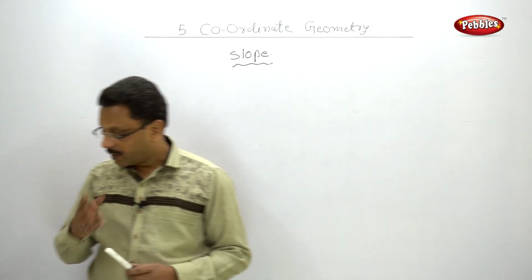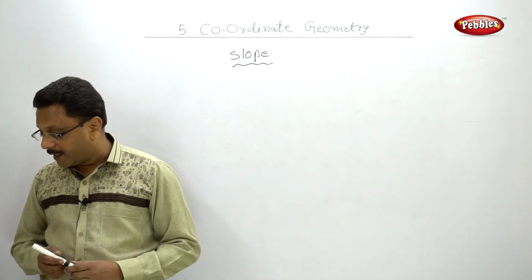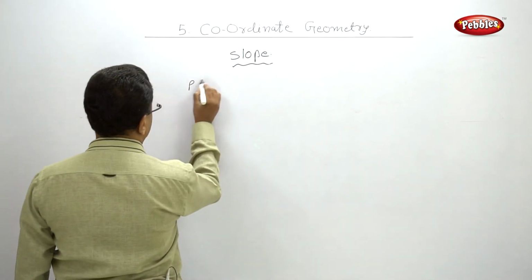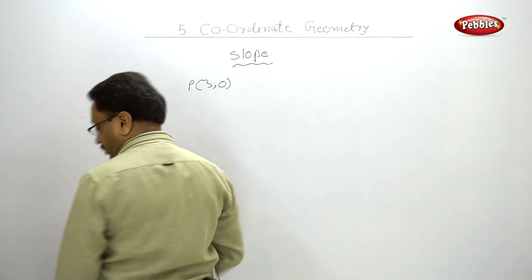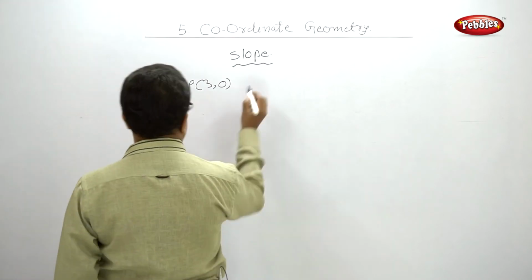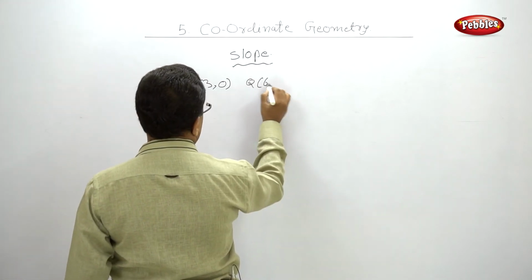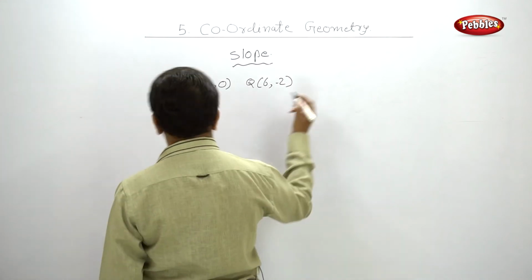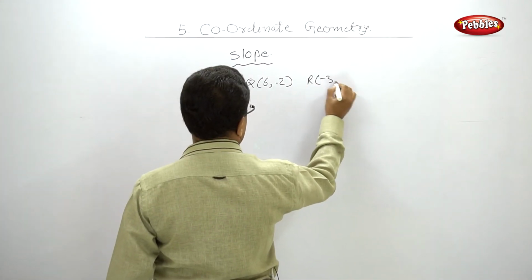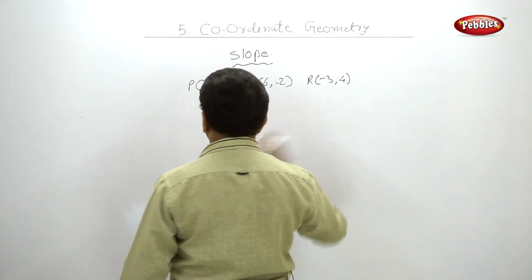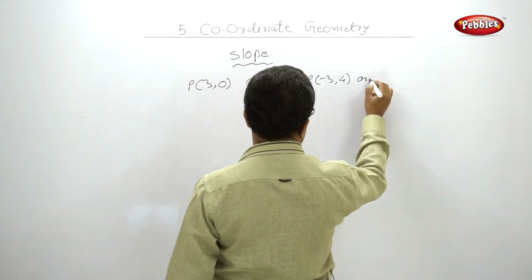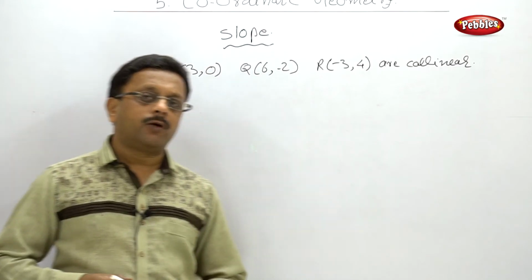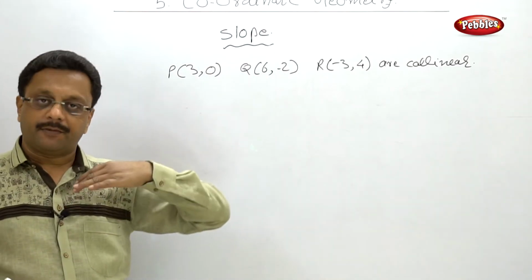Okay. Next, show that the points P(3, 0), Q(6, minus 2) and R(minus 3, 4) are collinear. What do you mean by collinear? Lying on the same line.